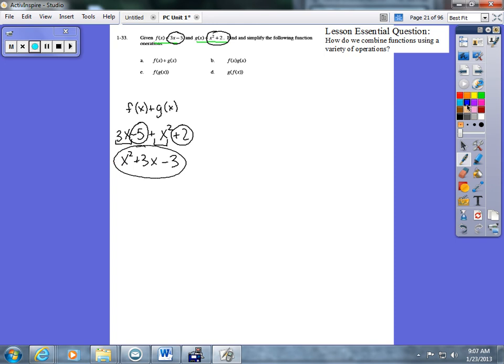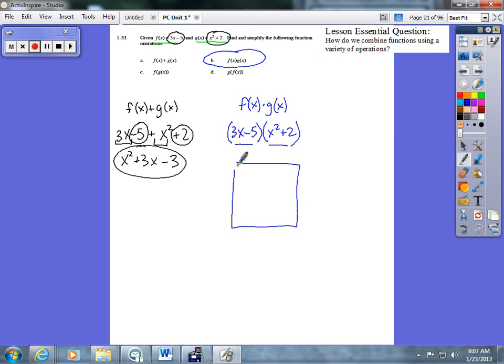Let's try letter B, which is multiplying. So now I'm taking f of x times g of x. Okay, parentheses are necessary here. So f of x is 3x minus 5. g of x is x squared plus 2. This should be review of Algebra B. I have two binomials multiplied by each other. The way that I will do it, and the way that you should also, is using a generic rectangle. So I have 3x and minus 5, x squared plus 2.